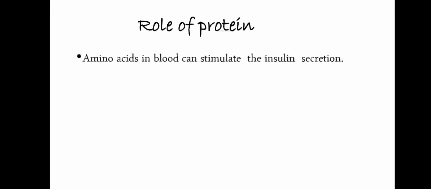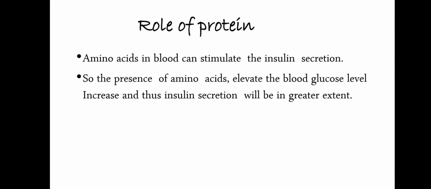Second one is the role of protein. Amino acids in blood can stimulate insulin secretion. So, the presence of amino acids can elevate the blood glucose level, and insulin secretion will be higher. Third one is lipid derivatives. Acetoacetate can also increase insulin secretion.